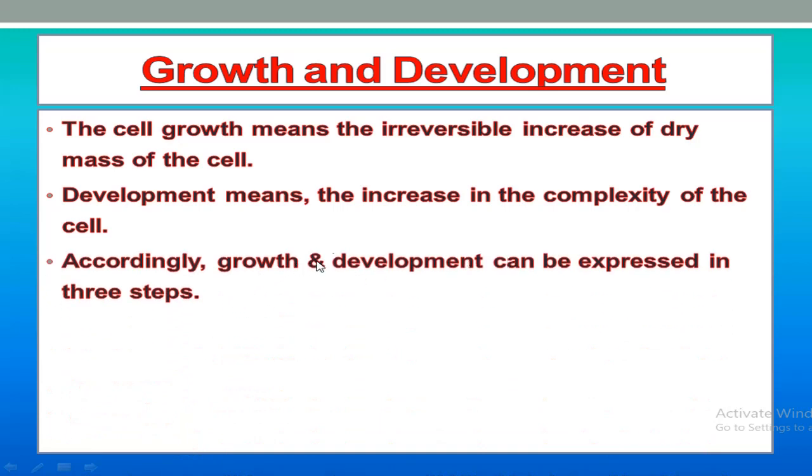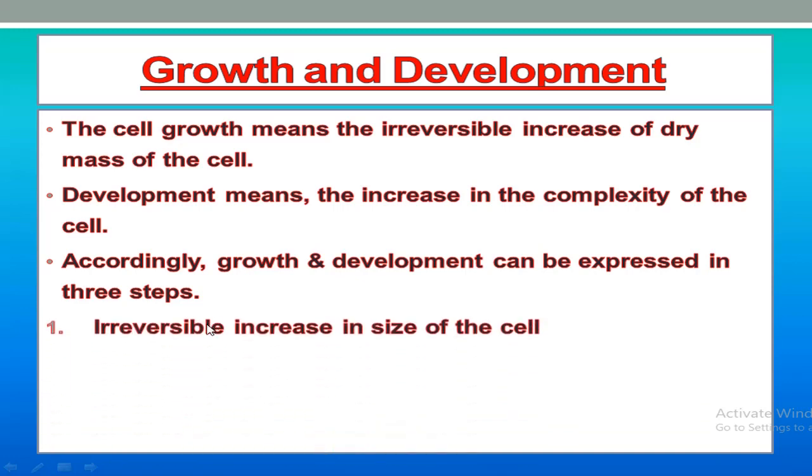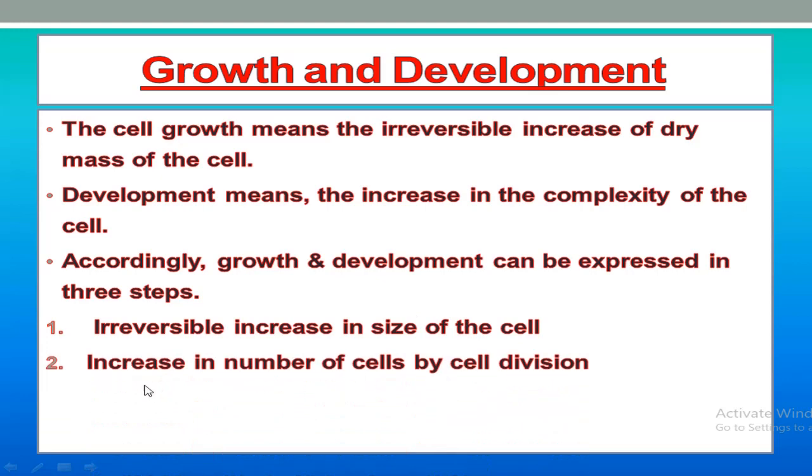Accordingly, growth and development can be expressed in 3 steps. What are they? Irreversible increase in size of the cells, increase in number of cells by cell division, and cell differentiation. These 3 steps contain growth and development.